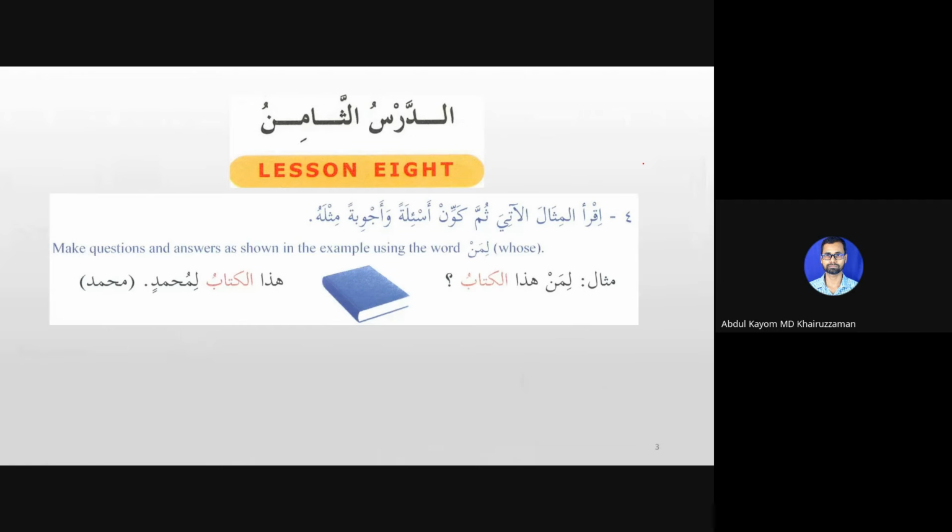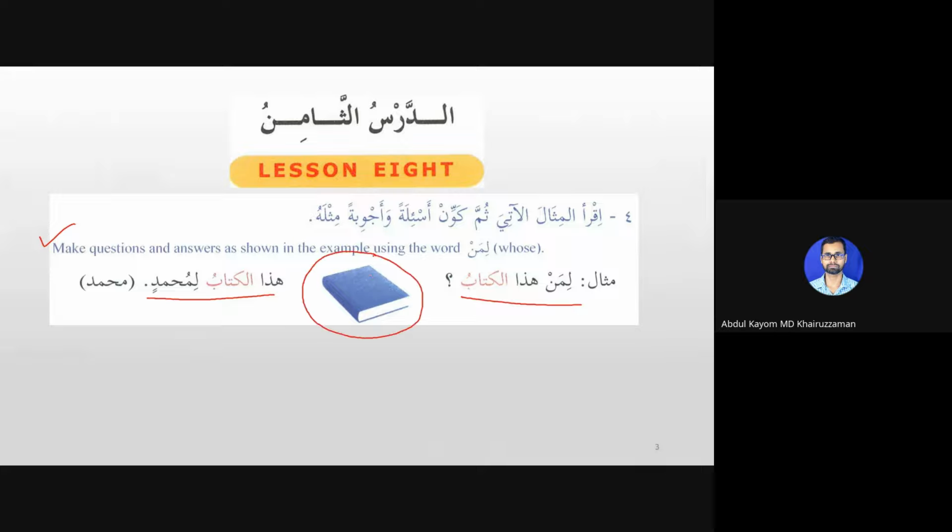So the exercises are basically remaining. So we have: اقرأ المثال الآتي ثم كون أسئلة وأجوبة مثله. This means make questions. First you have to make questions, then answer them. So you'll make questions on this pattern and also you have to answer. This is the pattern given. This is the example. So the thing is that you'll be given a picture.